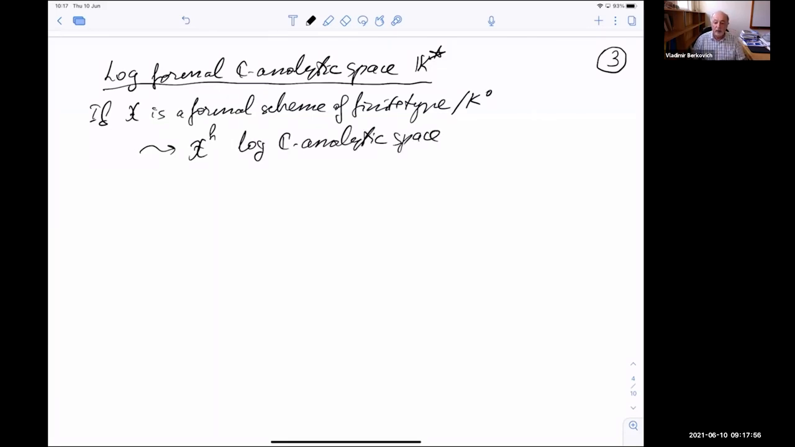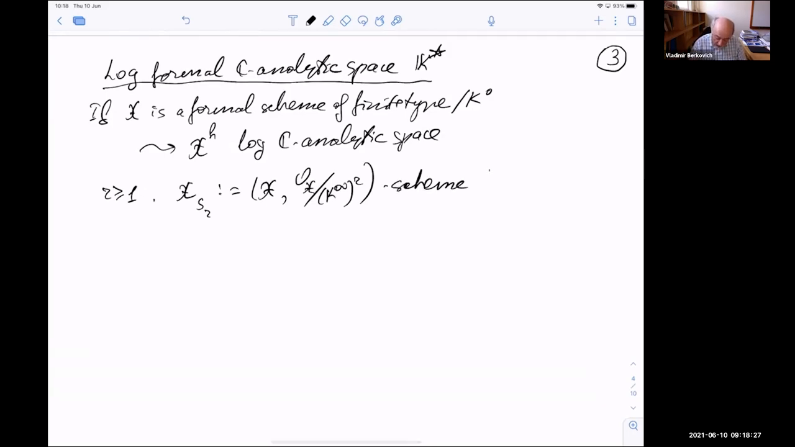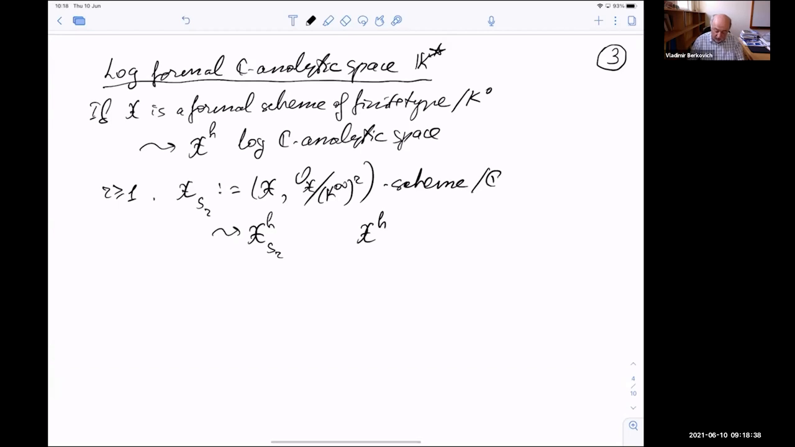Here is the definition. For an integer r, we consider the following scheme. As a topological space it is the formal scheme itself, but the structural sheaf is the quotient of the structural sheaf of the formal scheme by the r-th power of the maximal ideal. And so it is a scheme of finite type over C, and we can associate with it its analytification. Our object, this log C analytic space, is just the inductive limit of these complex analytic spaces. And so it's a formal log analytic space.